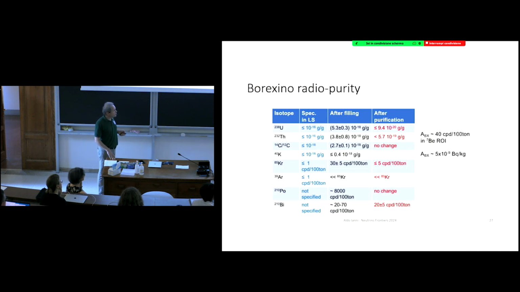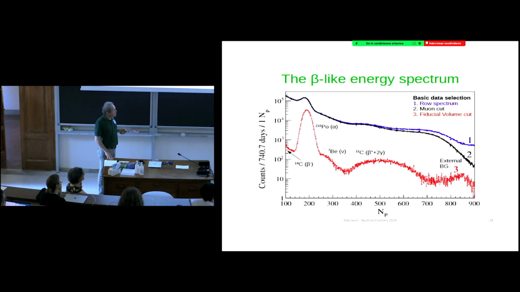So this is the radiopurity achieved in Borexino, which was much better than what we expected. And because of that, it was possible to enlarge the physics case of the detector beyond the initial beryllium-7 goal. So this is a data reduction example in Borexino. So you have the raw data, initial filtering, muon cut. Then powerful data reduction is applied by the fiducial volume cut.